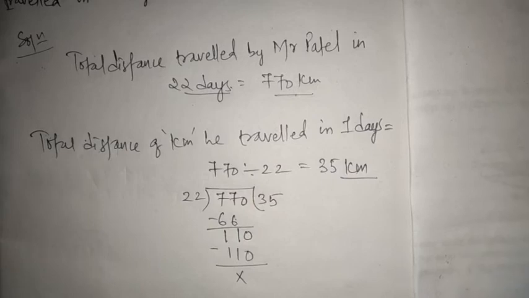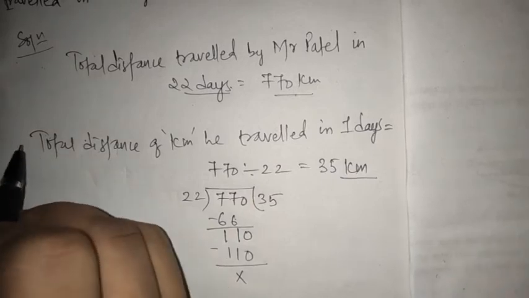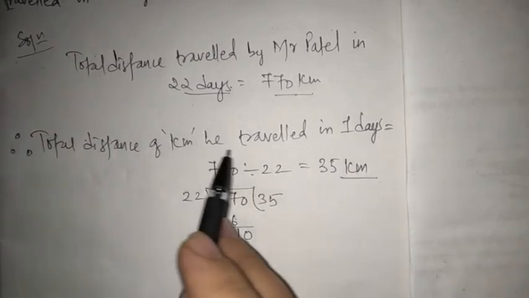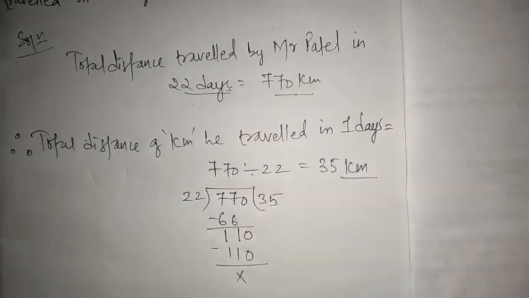Alright, so this is the way to solve it. So whenever you get the answer, you should write: total distance in kilometers he traveled in one day is equal to 35 kilometers.